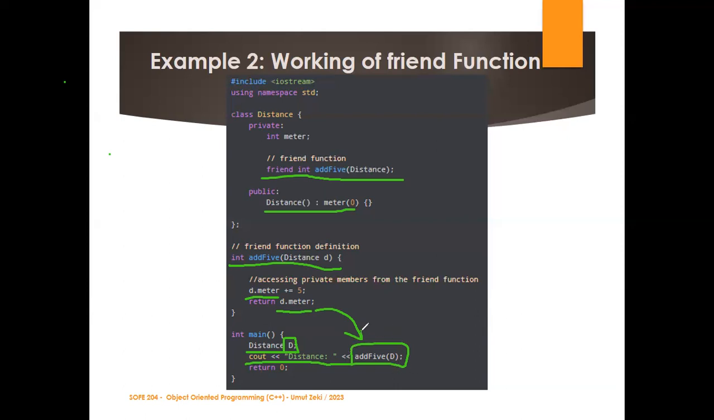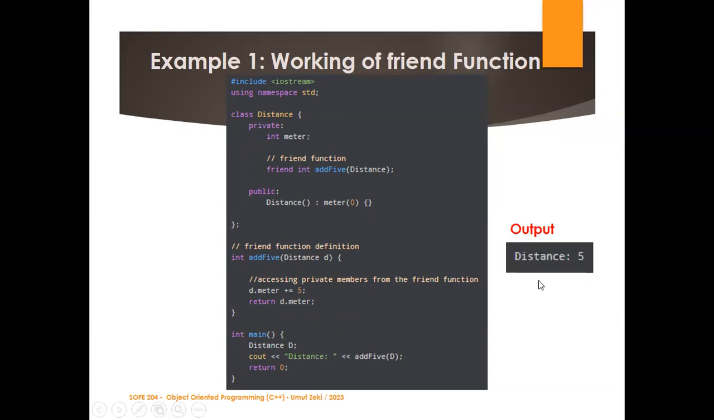Normally, as you know, we need to use a getter function to give the value back, but here we can directly reach the value. Okay, this is another example. So when we execute it, it will give 5.